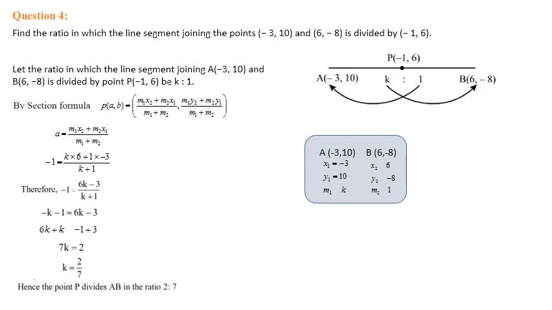That is the value of k. So hence the point P divides AB in the ratio 2 is to 7. That is the answer.